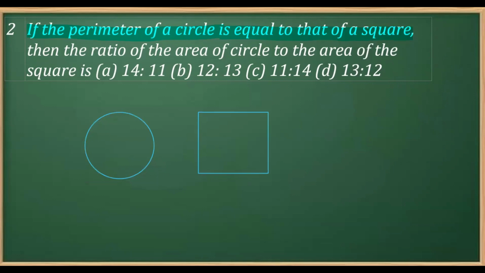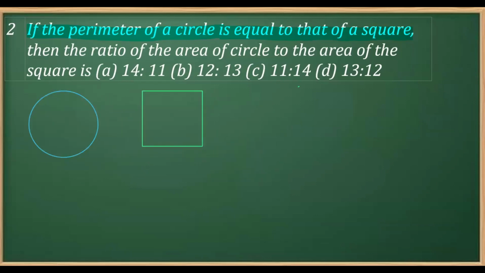So these are the two figures, and their perimeters are equal. From this information we can conclude that the circle's circumference, 2 pi r, is equal to the perimeter of a square. Considering the radius to be r and this side as a, the perimeter of a square is 4 times its side.